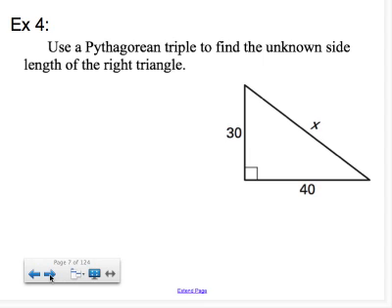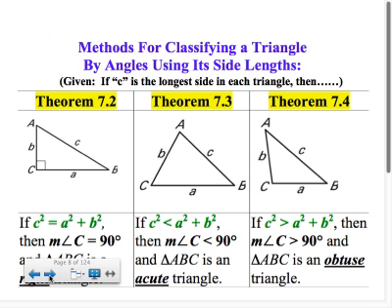So for example, what you could recognize here is this is actually a 3, 4, 5 Pythagorean triple. So 30, 40, this guy's got to be 50. And so you know that without doing any work whatsoever. It's way more efficient, obviously, if you know the Pythagorean triple, but again, it's not the end of the world.